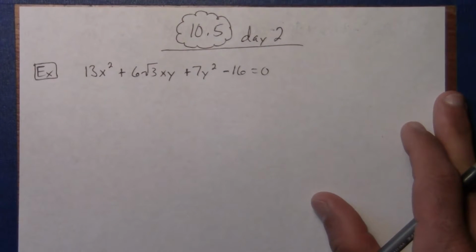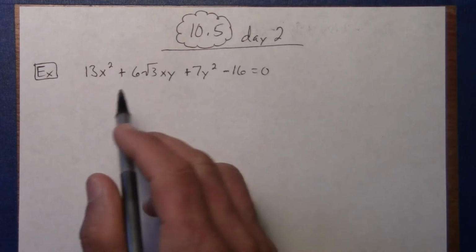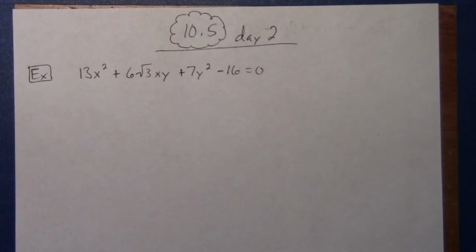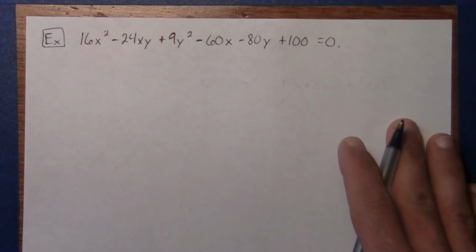10.5 day 2, we're going to take a look at two problems again where we are eliminating the xy term by rotating the conic. And then we'll write it in standard form and possibly graph it. So here's our first one, and here's a second one, just giving us some more practice with this.